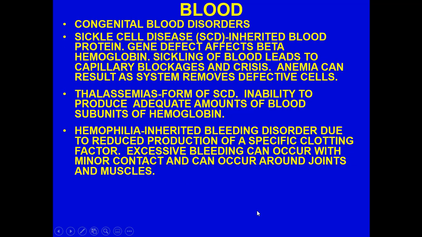Congenital blood disorders. This is usually what you're born with, a genetic defect, etc. In this case, sickle cell disease. It is an inherited blood protein. The gene defect affects beta hemoglobin. The sickling of the blood leads to the capillary blockages and crisis.